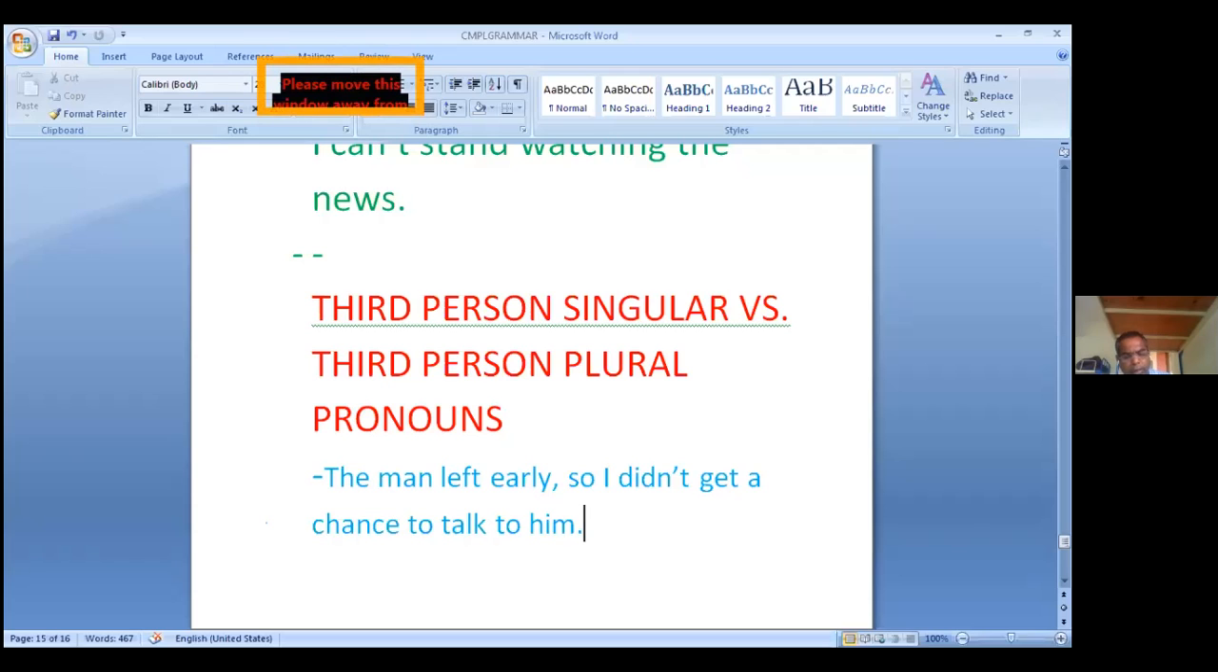When a noun is singular and names a person or sometimes a pet whose gender is known, we know the gender of this man, masculine gender, then we use the third person singular, like he, him, or his for masculine, or for the feminine, we use she, her, or hers.